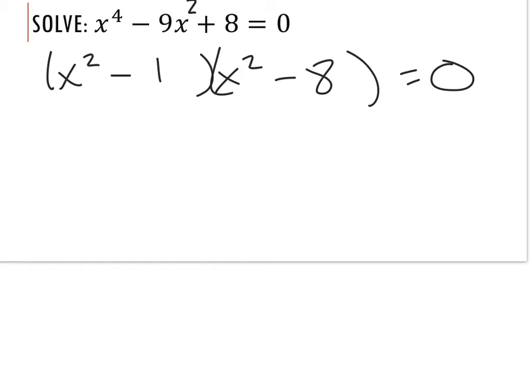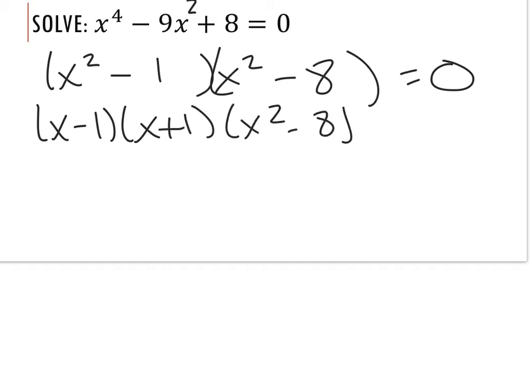Can you factor either of them anymore? I'll give you 5 seconds to decide. Hopefully you're thinking yes. 4, 3, 2, 1. Yes, this is the difference of two squares. And then I still have x squared minus 8 is equal to 0. In order to figure out what my x's are, I'm going to set all of these equal to 0.